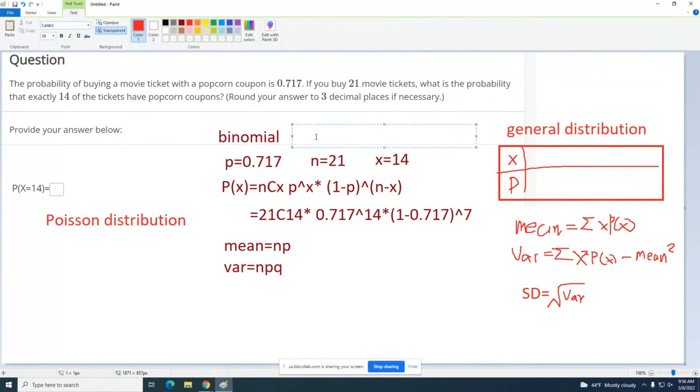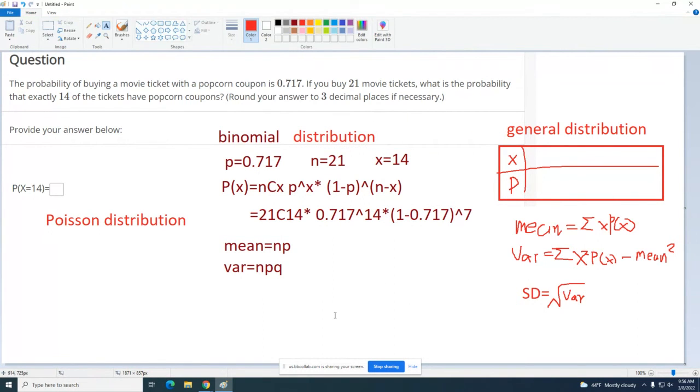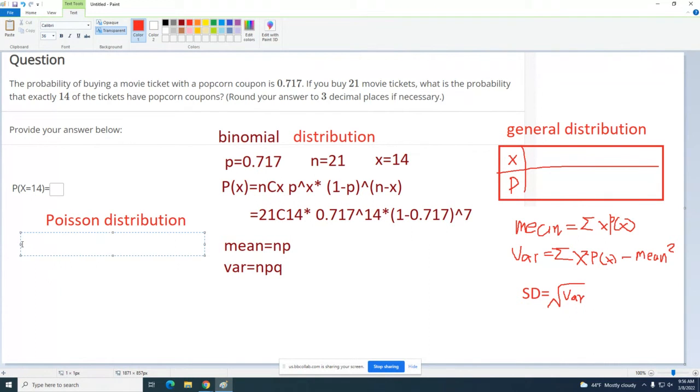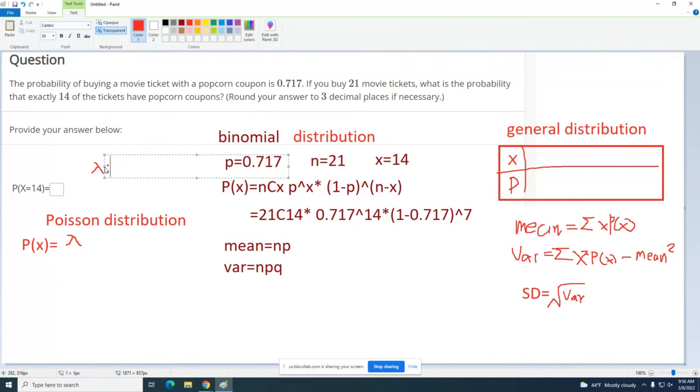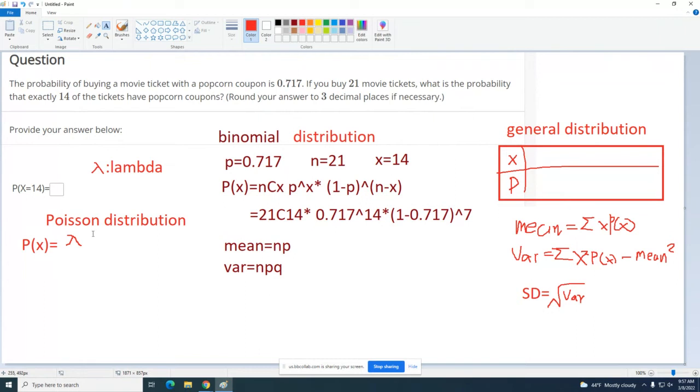Binomial distribution and Poisson distribution actually have something in common. Both of them are calculating the probability of having a certain number of successes. So, for example, P of x in Poisson distribution is calculated with a little notation, a Greek letter called lambda. I have to draw it. The spelling is lambda. Lambda represents a Greek letter. It's in the Greek alphabet.